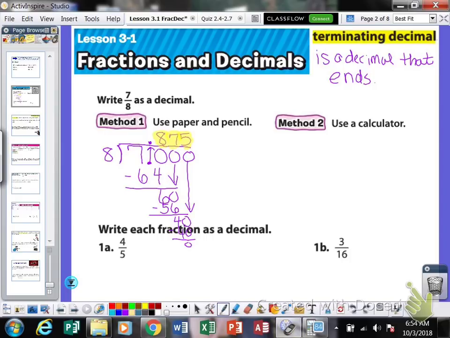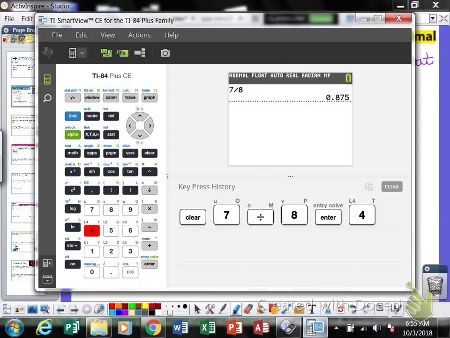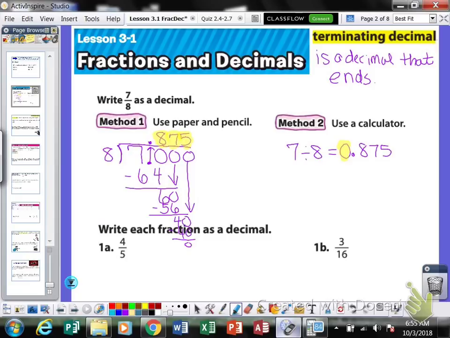So again, on your calculator, you're just going to type in 7 divided by 8, and you're going to get 0.875. Please make sure that you write the 0 in front. All right. Now, write each fraction as a decimal. We can go ahead and use our calculators if we want. If you want to do it by pencil and paper, that's perfectly fine as well. So 4 over 5 would be the same as 4 divided by 5, and that is equal to 0.8 or 8 tenths. So I would write 0.8.